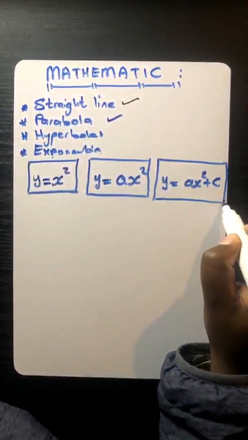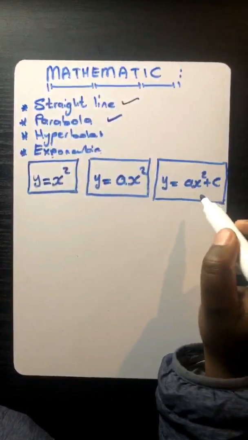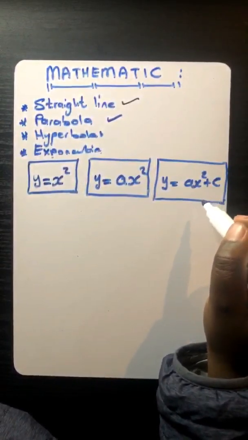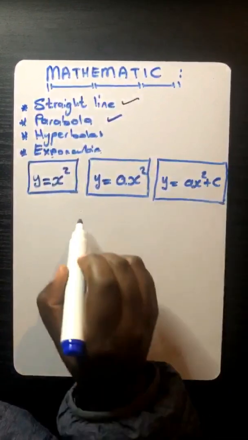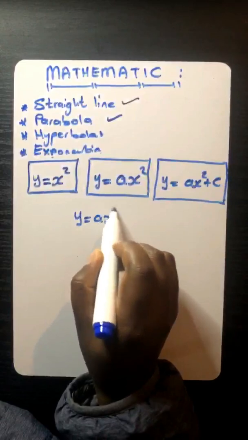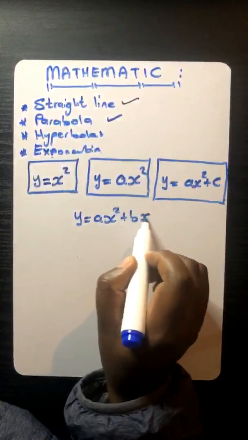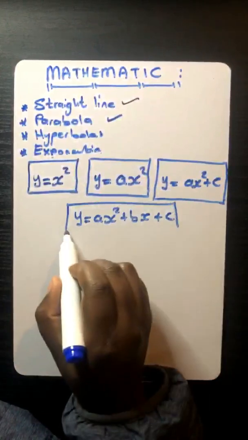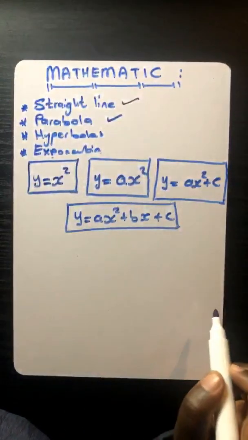But we said for a parabola, it goes up to Madala stage. So Madala stage is that stage that comes after an adult stage. And at Madala stage, this is how it looks: y equals ax squared plus bx plus c. This is the Madala stage, and this is the only function that has Madala stage.